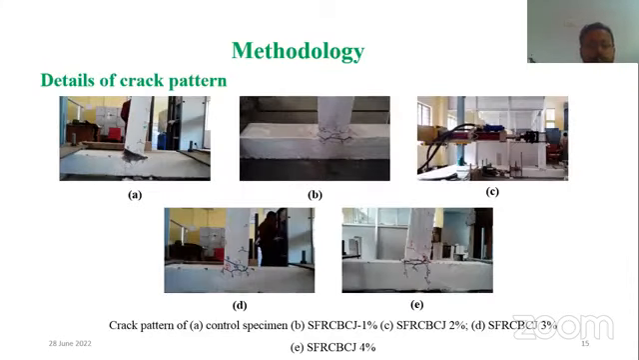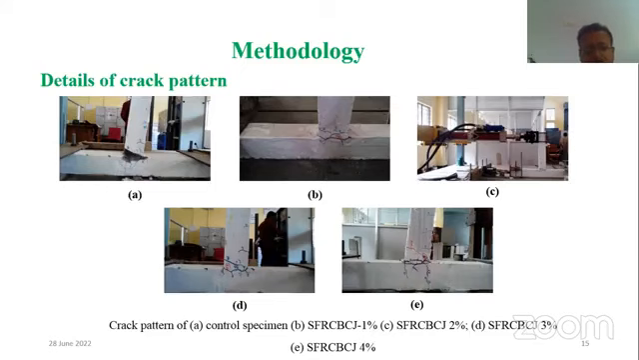These are the crack patterns. We can see the beam column joint, which is subjected to cyclic load, and eventually the load is increased from 1 mm to 1 mm, 2 mm, till its failure.